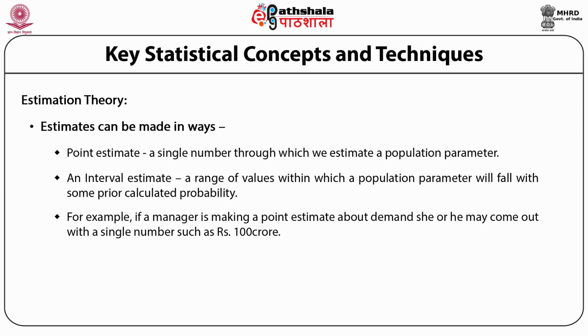Say if a manager is making a point estimate about demand, she or he may come out with a single number such as rupees 100 crore, whereas an interval estimate of demand forecast will be in a range of, let's say, 75 to 125 crore. It's very obvious that if we give a point estimate, the chances of us being wrong are more, and if we give an interval estimate, the chances of our being correct with a certain probability are more. So in business, we tend to use interval estimates more.